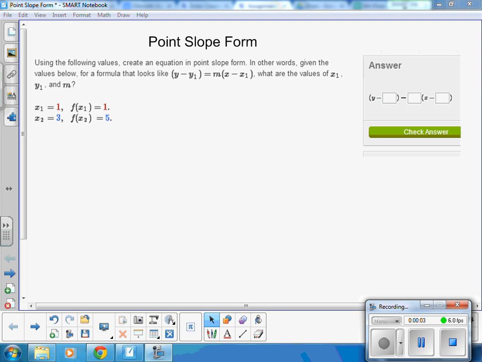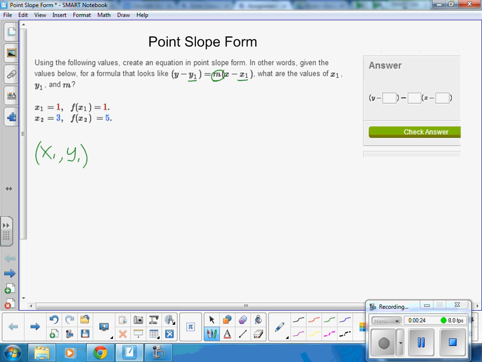Point slope form. First of all, before we get into actually doing the problem, we have to understand what the y1 and x1 mean, and we have to understand what the m means. The x1, y1 are just a point, an ordered pair. From any ordered pair that's given, you can use the y and the x value.